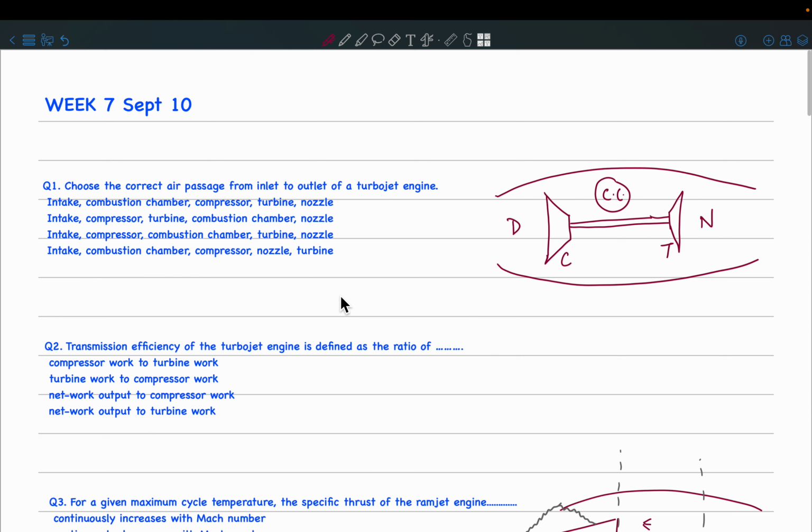Let's start with the week 7 tutorial. The first question is you have to choose the correct air passage from inlet to outlet of a turbojet engine. So here, this we have discussed earlier.